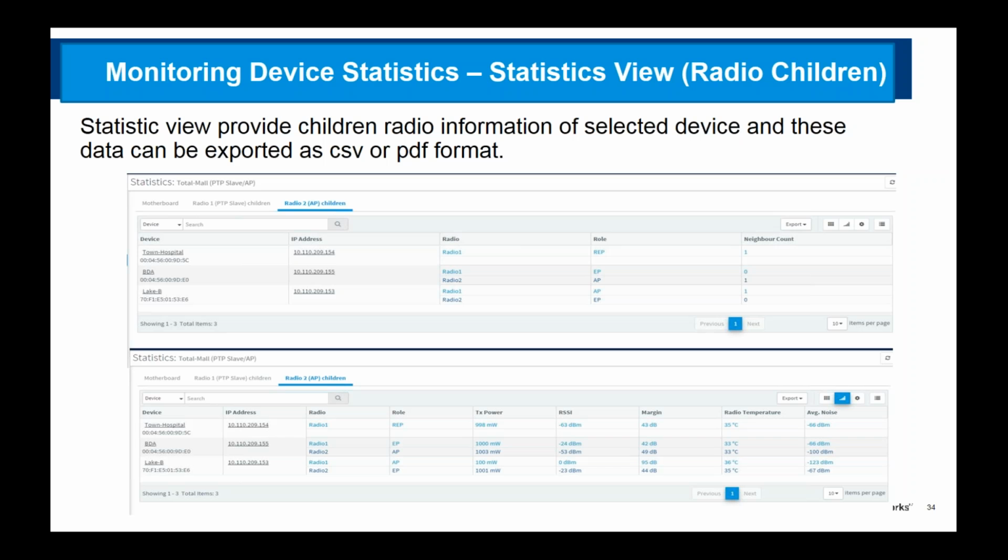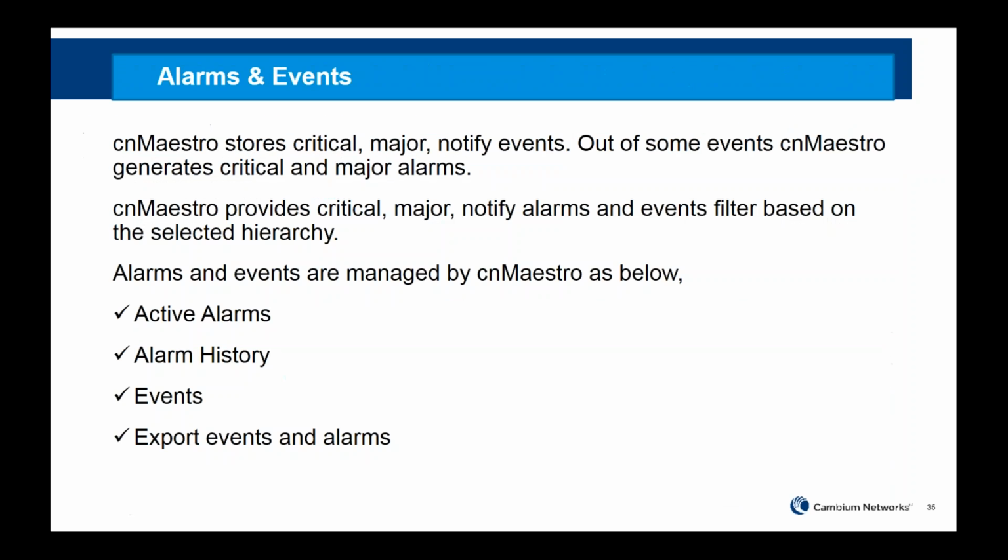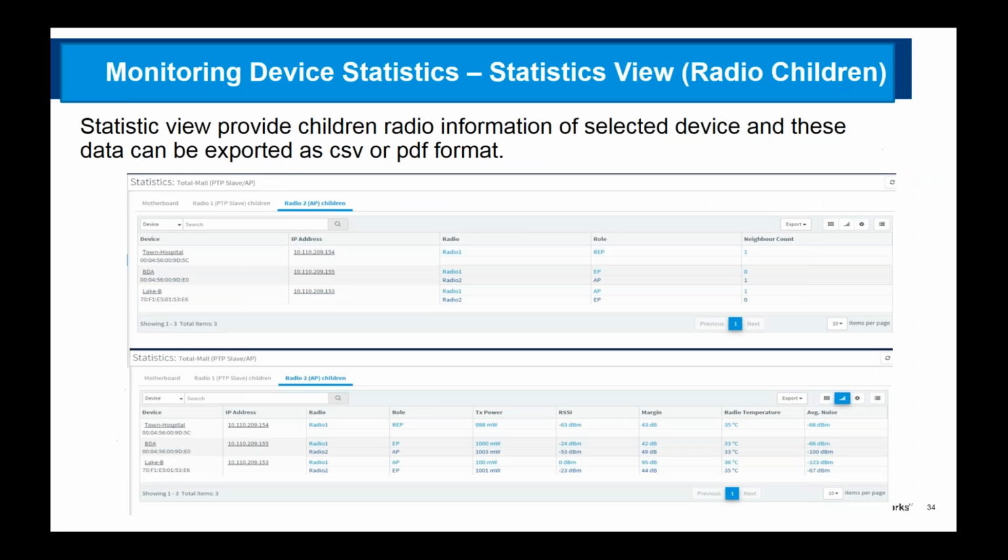If you see three tabs, first one is the general information. Second one is the radio information, particular radio things, and third is the throughput and usage. So that information will be available.